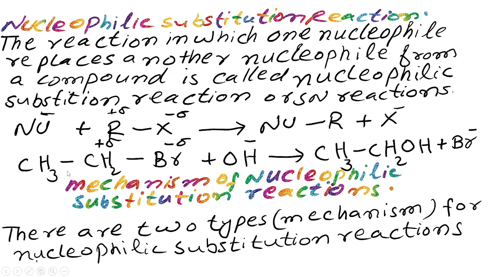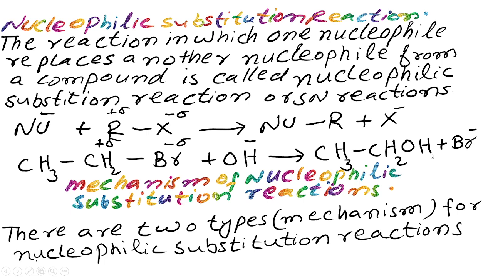If you take a typical example like CH3CH2Br plus OH minus, it comes from a base which is a nucleophile, and it is negatively charged, so it will attract positive charges. So it is a nucleophile because it is nucleus loving. So this OH will displace Br from this compound and will form CH3CH2OH plus Br minus.